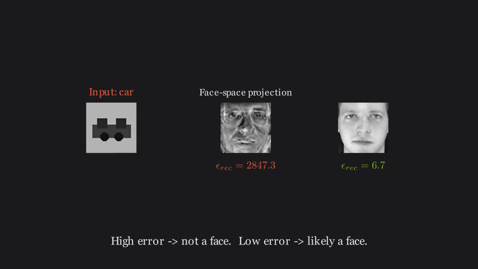What if the input is not a face at all? A car, forced through the eigenface pipeline. The reconstruction is a haunted blur. Face space has no vocabulary for a car. The reconstruction error gives us a detector. Not just, who is this face, but, is this a face at all?